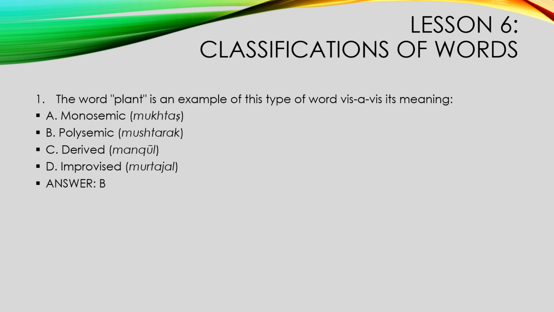The answer is B, polysemic, which means the word plant is an example of polysemic type of word vis-a-vis its meaning. Why? Because plant signifies or means different things.